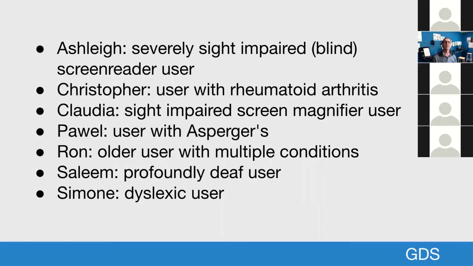So there's a whole series of them. We created 7. Ashley is a partially sighted screen reader user. Christopher is a user with rheumatoid arthritis. Claudia is a partially sighted screen magnifier user. Pavel is a user with Asperger's. Ron is an older user with multiple conditions. Salim is profoundly deaf. And Simone is dyslexic, and they have different challenges, and the simulations can change the way they access things.